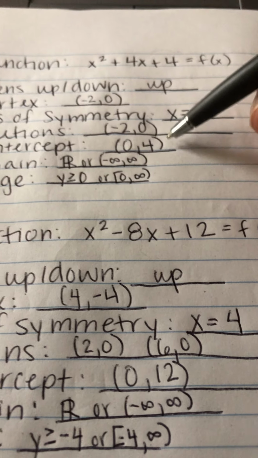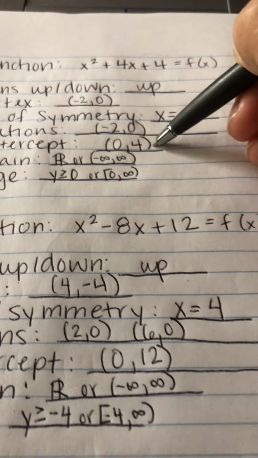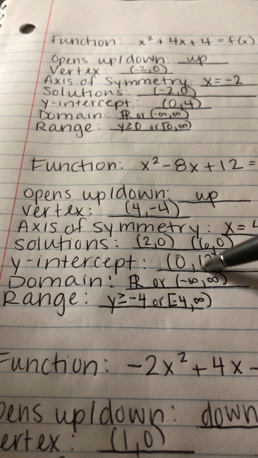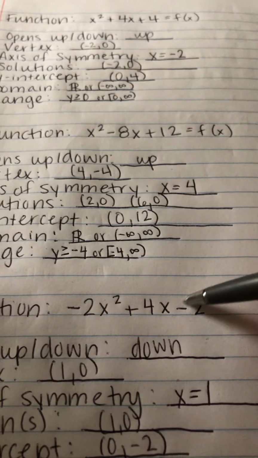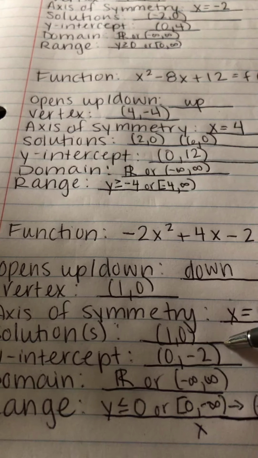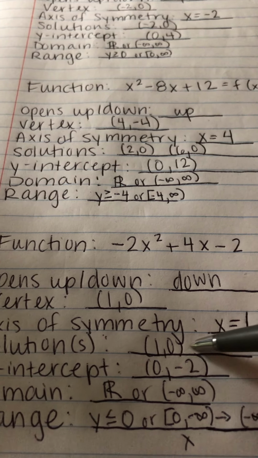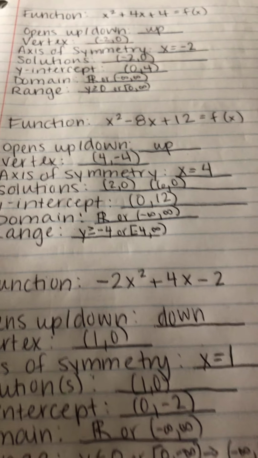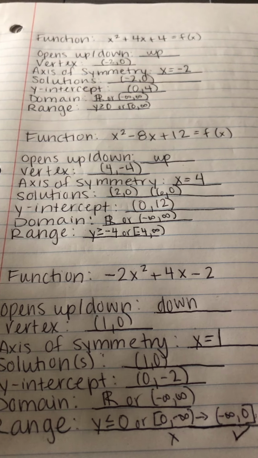So we have 4, and our y-intercept was 0, 4. Here we have +12, and our y-intercept was 0, 12. Here we have -2, and our y-intercept was at -2. So we can always kind of pick out certain points of the graph just by looking at our original function.